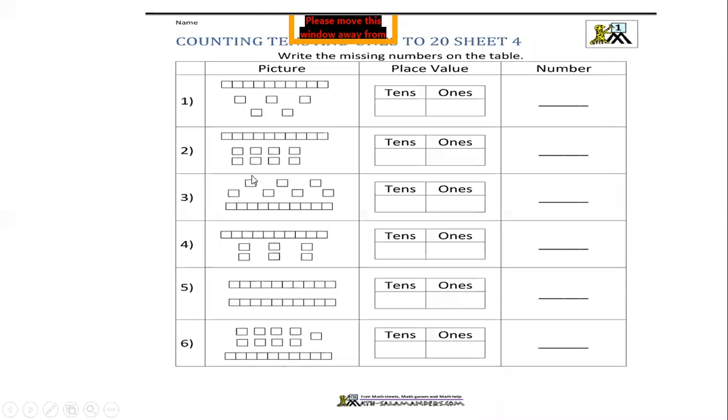So we have some questions here that we are going to do. Count the tens and the ones to 20, sheet 4 here. We have the picture and then the place value, that is the tens and the ones, and then the number we are going to find. As we can see here, this is our tens. So I'm going to take this as 1 ten. One group of 10 you have here. And how many ones? 1, 2, 3, 4, 5. So I have 5 ones.